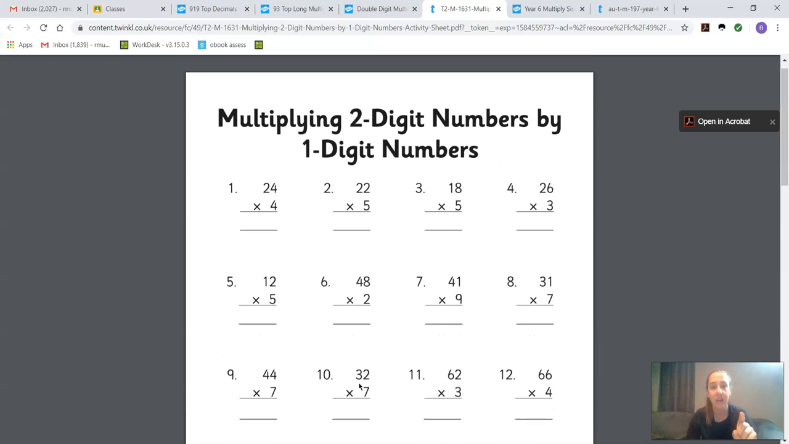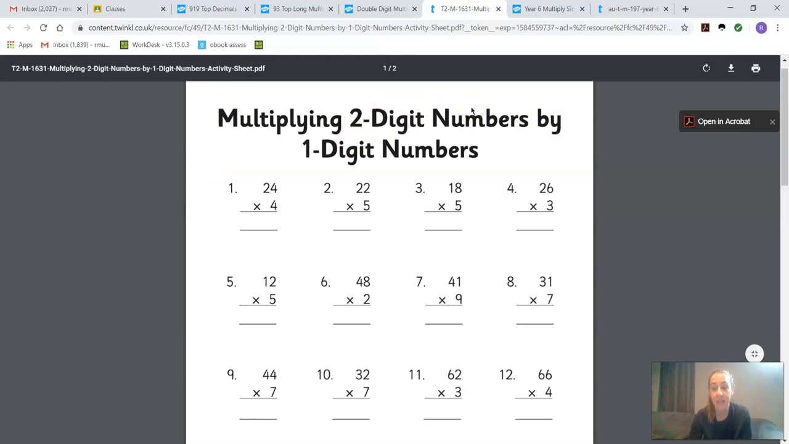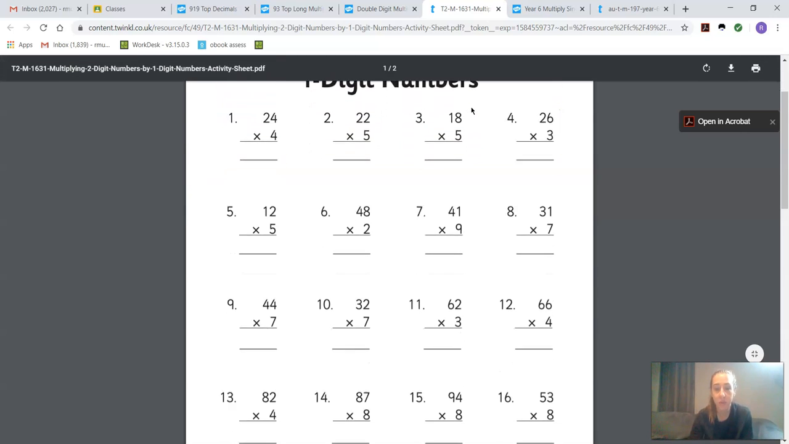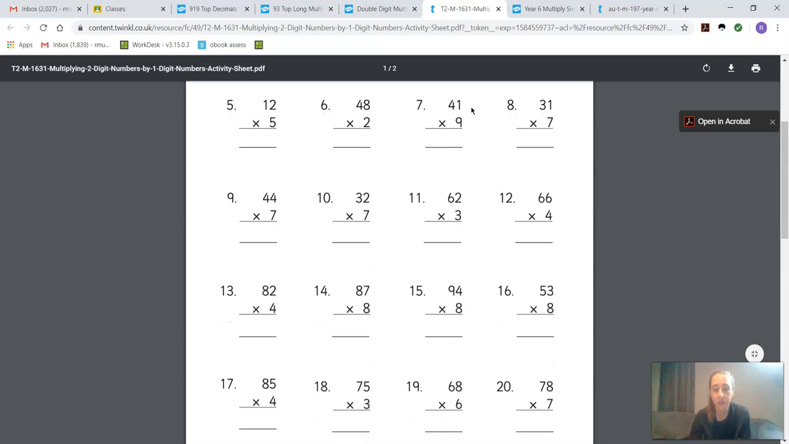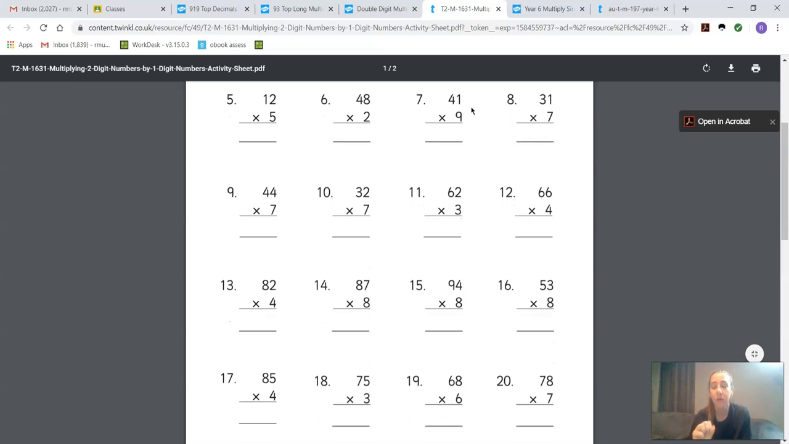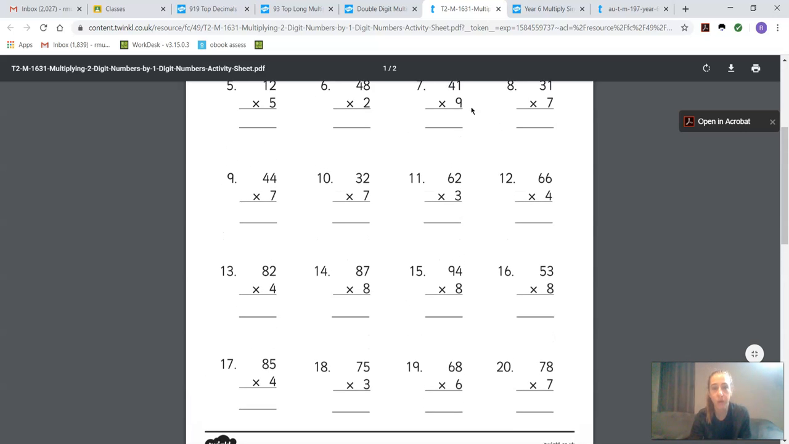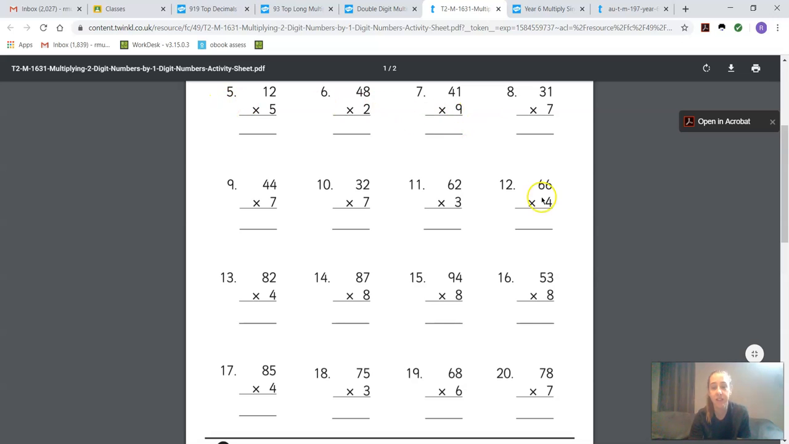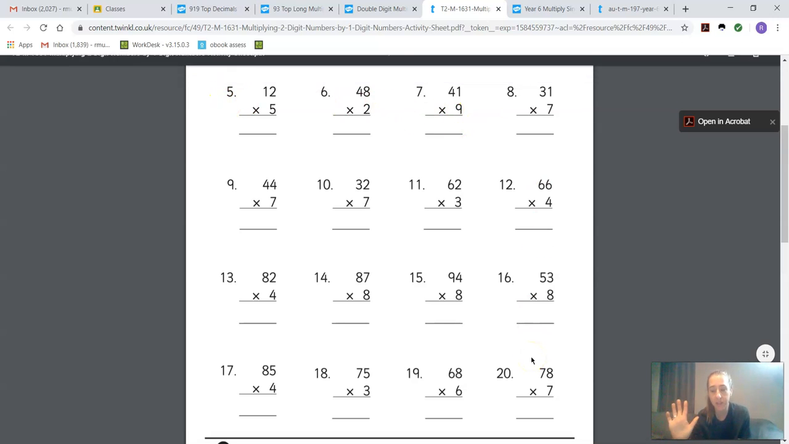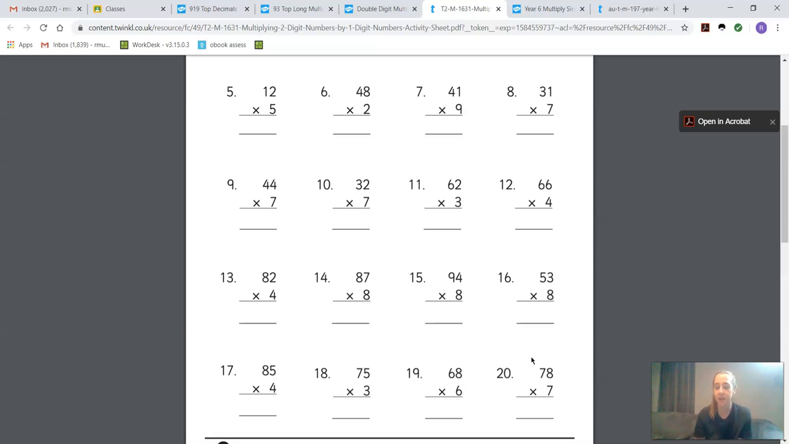Please use the heading multiplying 2-digit numbers by 1-digit numbers and write the date. Important: title and date. Accurately label what number question you're doing. And I want you to show your working. So I want you to fully write it out like this, and answer it showing all of that working. So please work through the rest, so 7 through to 20. Pause the video here and finish the rest of those questions.